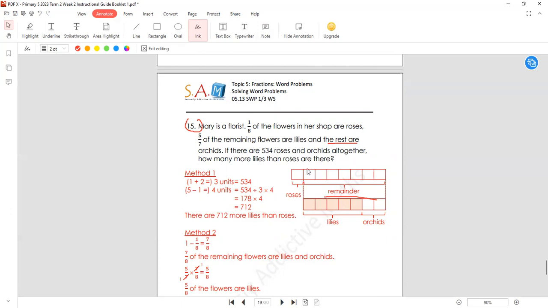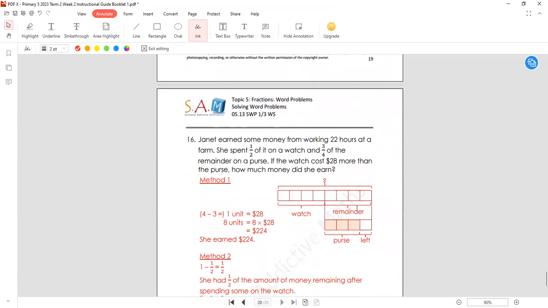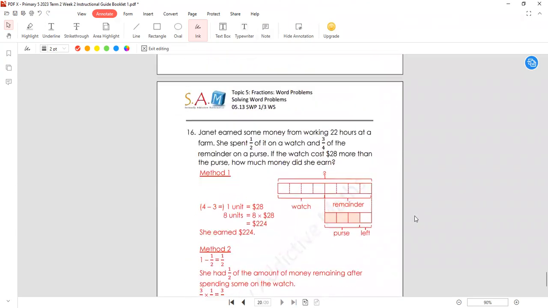Actually, what they can do is simply draw 1 bar instead of so many. So if they understand this is the remainder, 5 out of 7 of the remainder, what they do is label 5 out of 7 are lilies. So I don't think this part is actually necessary. You don't have to draw that. So just write lilies and then remainder orchids. Take them through this question.